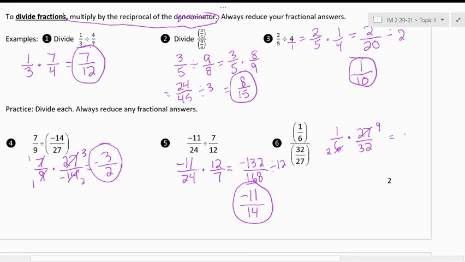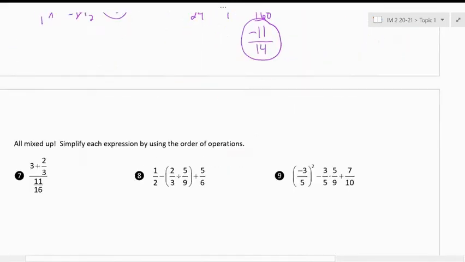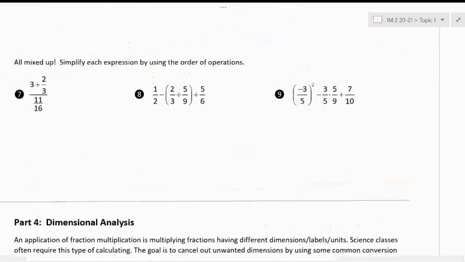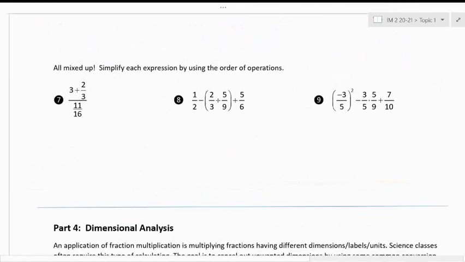Then we multiply across. 1 times 9 is 9. 2 times 32 is 64. That's our multiplying. There's nothing too crazy going on there. Now, that's not to say that 7, 8, and 9 aren't crazy, because they are. They're not easy problems. So let's take a look at number 7 first.